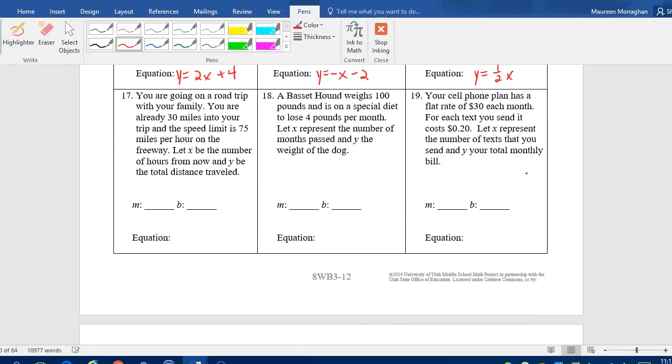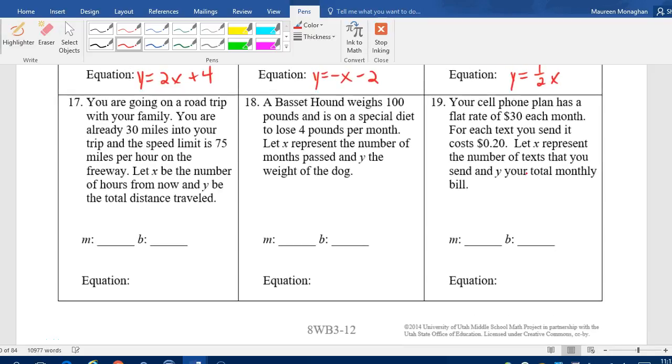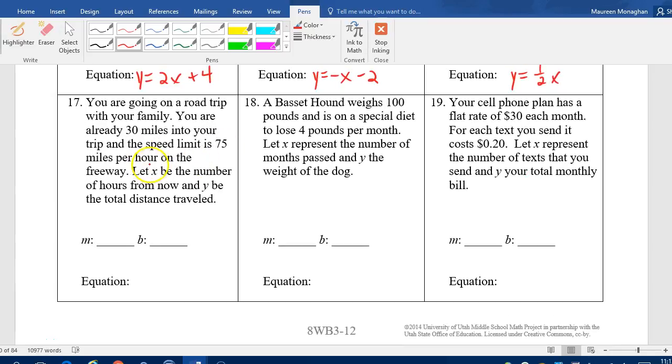Okay, you are going on a road trip with your family. You're already 30 miles into your trip and the speed is 75 miles per hour. So it looks like you're already 30 miles on the road, and I'm looking for anything that says per in it, and that's always going to be your slope. So the slope is 75 and you're starting at 30. So y equals 75x plus 30. Look how easy that is.